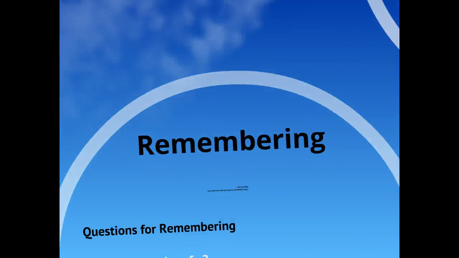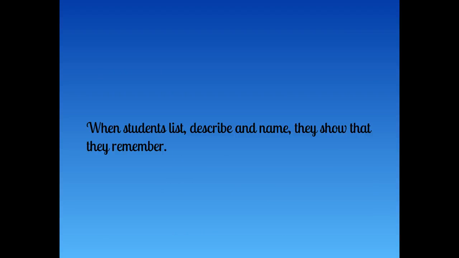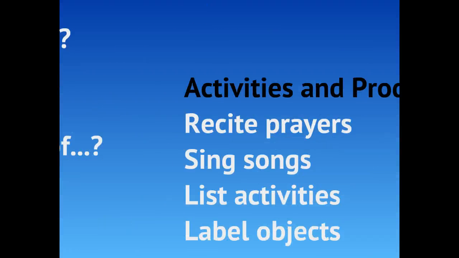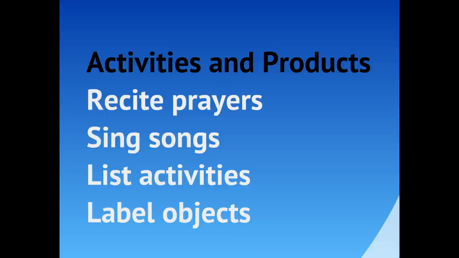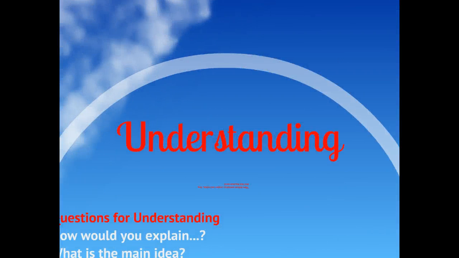The lowest or simplest level of thinking is remembering and recall. When students are able to describe, list, and name, they're showing us that they're remembering. To assess what they remember, we ask these types of questions. What is the order of? How many? Who was it that? The idea is to ask questions that measure what they recall based on the subject matter that we're teaching. Activities and products can include reciting prayers, singing songs, listing activities, labeling objects. So this is remembering.